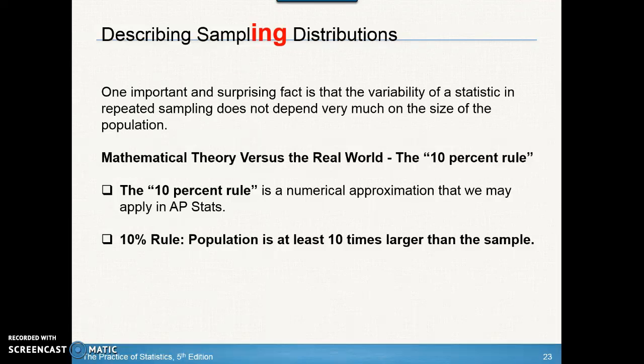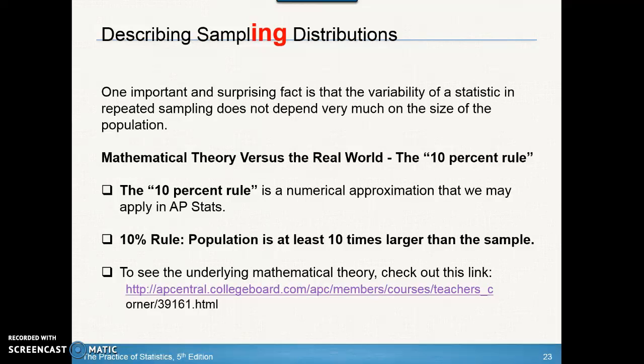Okay, and remember in our previous sections that we talked about the 10% rule that allowed each individual with binomial to be independent. So it allowed us to have independence because it doesn't change the probability when we do probability with replacement. Same thing applies here. We want the 10% rule, so the population is 10 times the sample size. If you want to take a look at the mathematical theory, go ahead and check out this link right here. This will take you to the link that shows you why that theory works.